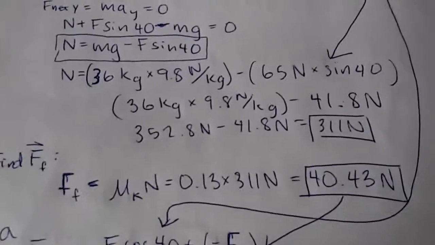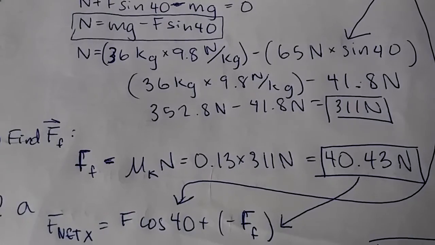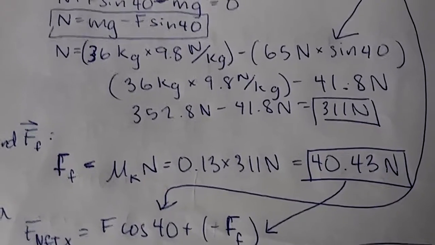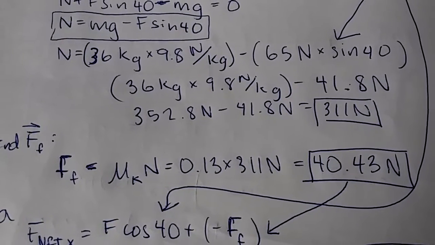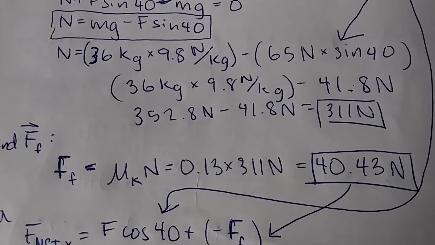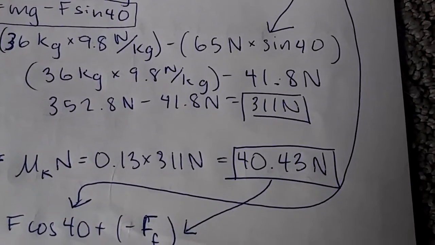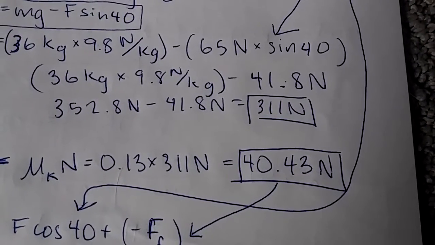So next I want to find the friction force. That's going to be equal to mu k times N. And mu k is given as 0.13, and the normal force we just found is 311 newtons. So 0.13 times 311 newtons would be 40.43 newtons.